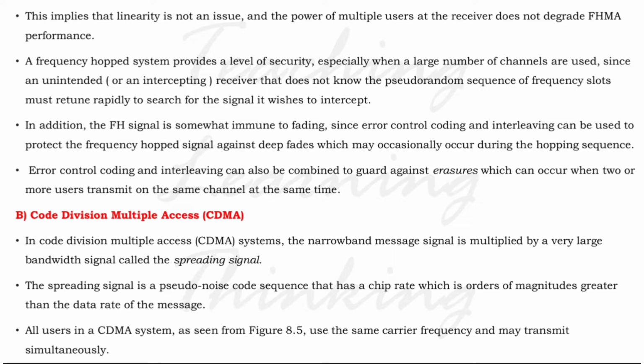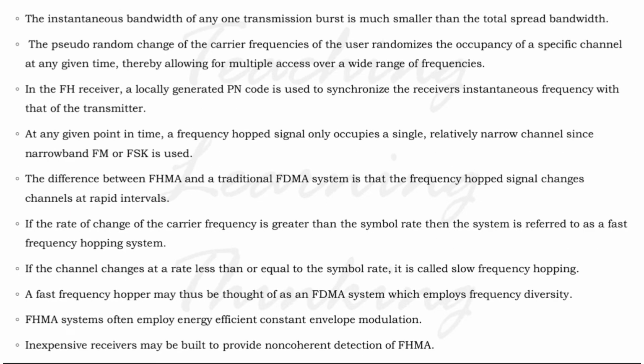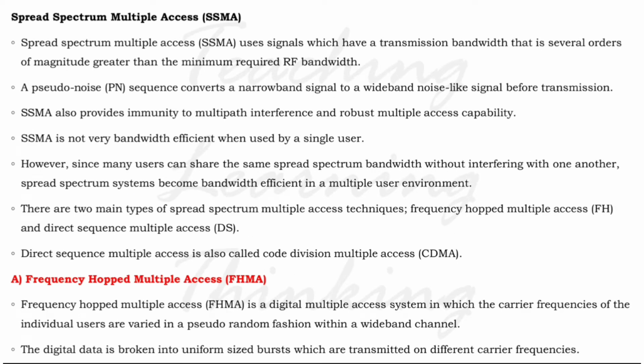In addition, the FH signal is somewhat immune to fading, since error control coding and interleaving can be used to protect the frequency hop signal against deep fades which may occasionally occur during the hopping sequence. Error control coding and interleaving can also be combined to guard against erasure, which can occur when two or more users transmit on the same channel at the same time. So that is all about FHMA, from the frequency hop multiple access techniques.